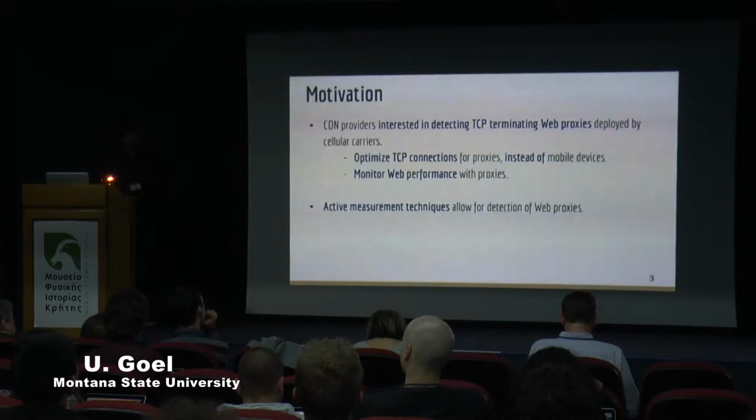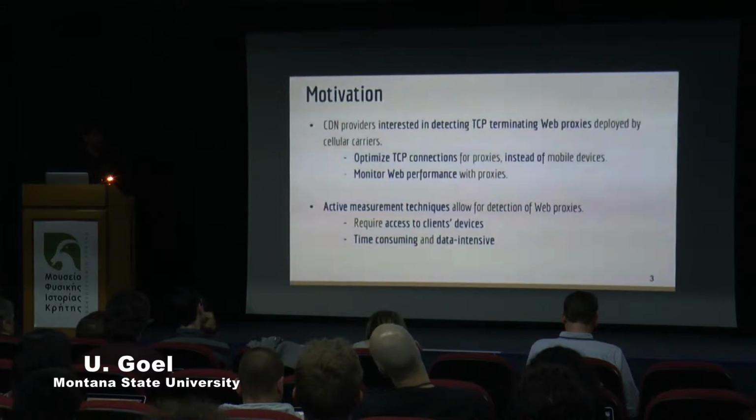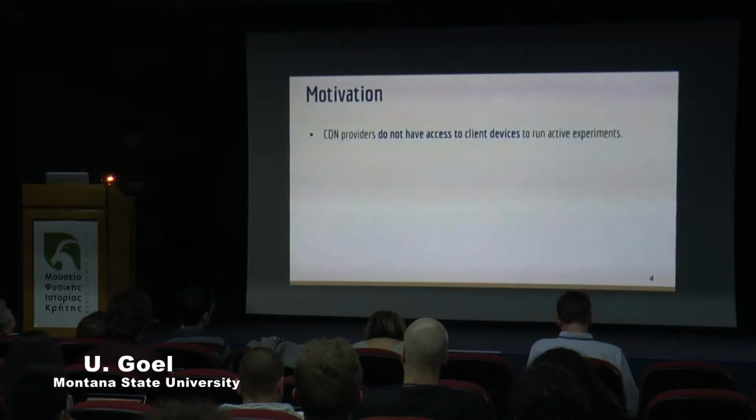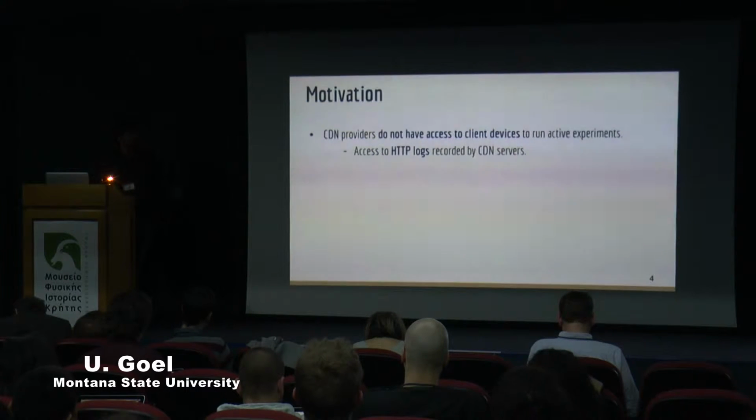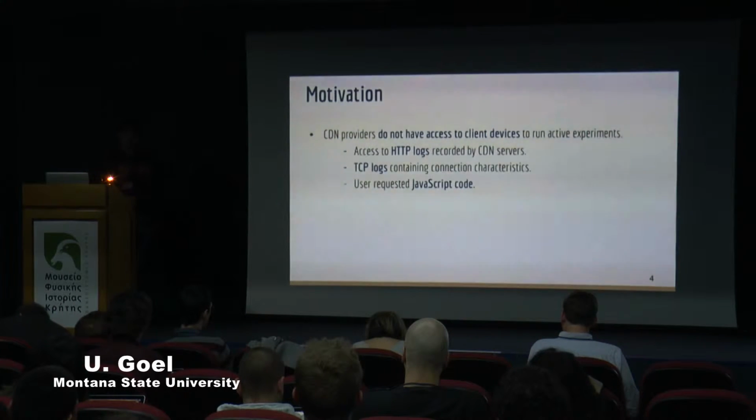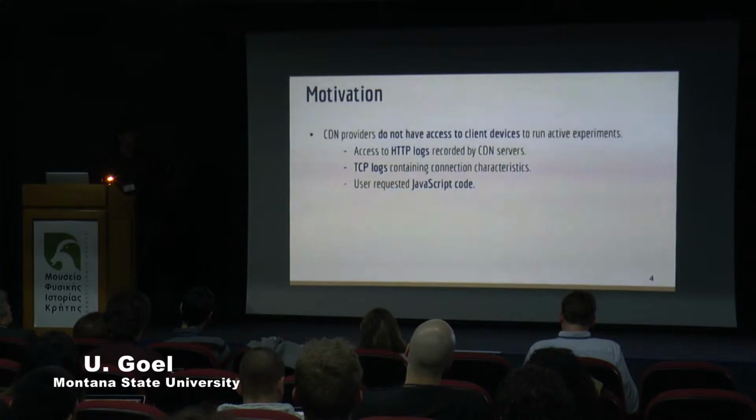Active measurement techniques allow detection of these proxies, but they are time consuming. They require access to client devices, and clients generally care about their data. So the question is, given that CDNs do not have access to client devices, can they detect these proxies using HTTP logs, TCP logs, or the JavaScript code that the client requests? Is it possible to do it using passive measurement techniques?